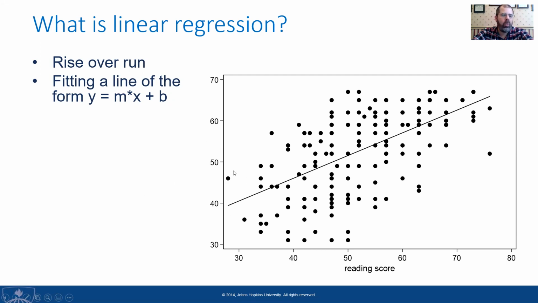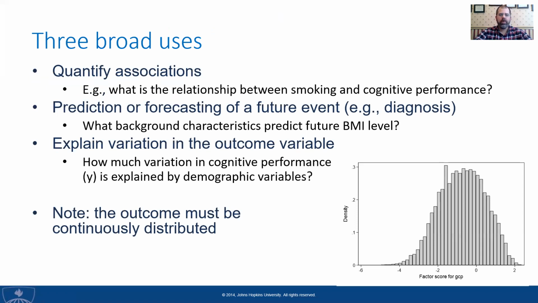It's the difference in y per unit difference in x. It's useful to note here that the covariates in linear regression, the x variables or the explanatory variables, do not need to be continuous. It is just easy to graphically explain when there is a continuous covariate graphed against a continuous outcome variable. There are 3 broad uses for linear regression.